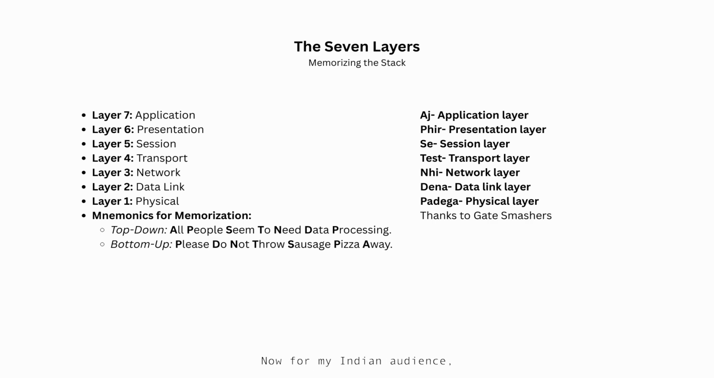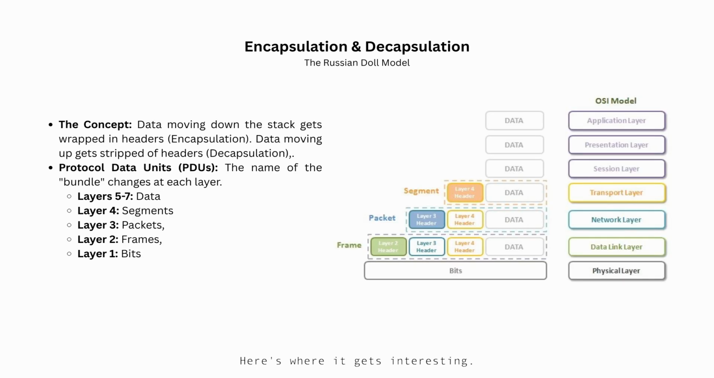to the hardware. Now, for my Indian audience, I found a very cool acronym on Gate Smashers as well. It was "आज फिर से test नहीं देना पड़ेगा". So, आज is application layer, फिर is presentation layer, से is session layer, test is transport layer, नहीं is network layer, देना is data link layer, and पड़ेगा is physical layer. Thanks to Gate Smashers.